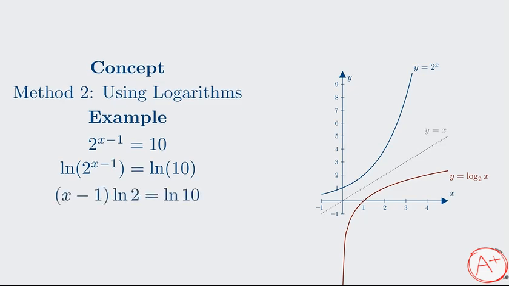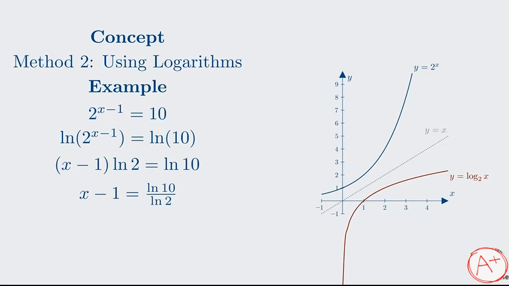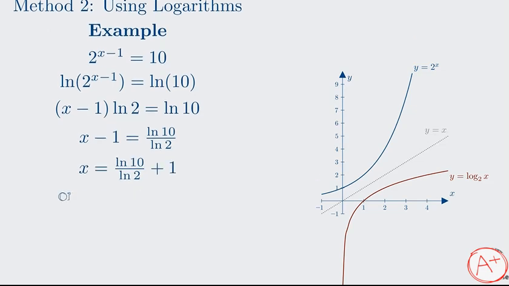Now, we isolate x. First, divide both sides by the natural log of 2. Finally, add 1 to both sides to find the exact value of x. In an IB exam, you might be asked for an exact answer like this, or a decimal approximation using your calculator. Using the change of base rule, we can also write this solution as log base 2 of 10 plus 1.